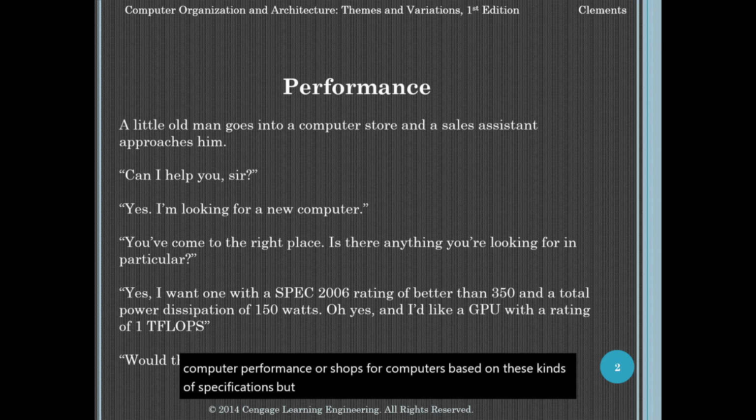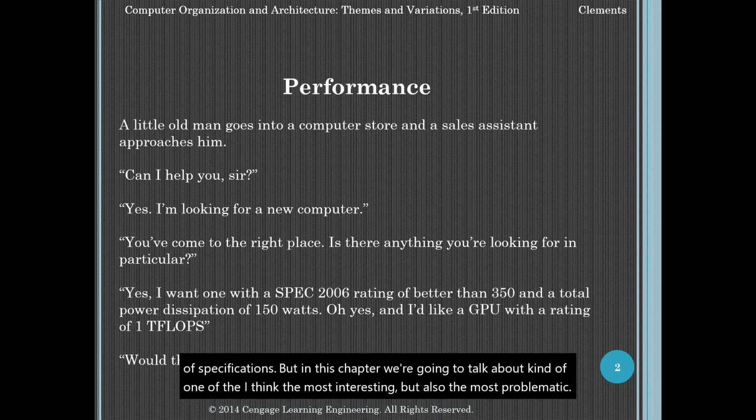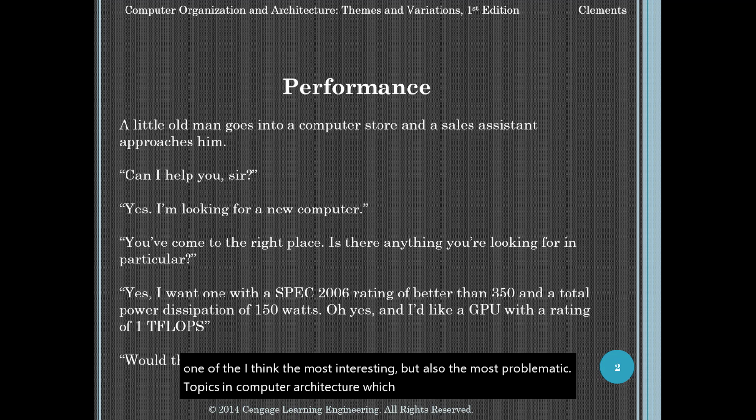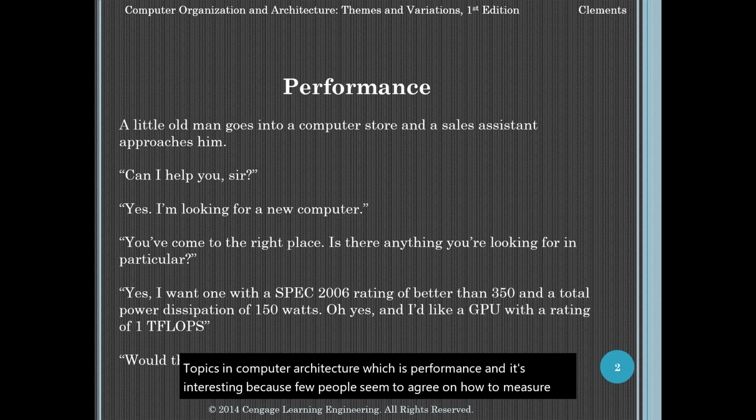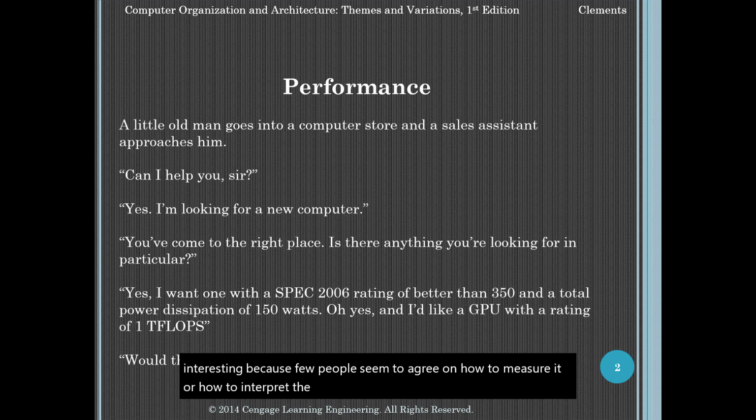But in this chapter, we're going to talk about one of, I think, the most interesting, but also the most problematic topics in computer architecture, which is performance. It's interesting because few people seem to agree on how to measure it or how to interpret the results. It's problematic because, as this little story illustrates, it can be incongruous in everyday situations, and also because performance specifies only one aspect of a computer, and it's maybe an aspect that's the least important in many applications.